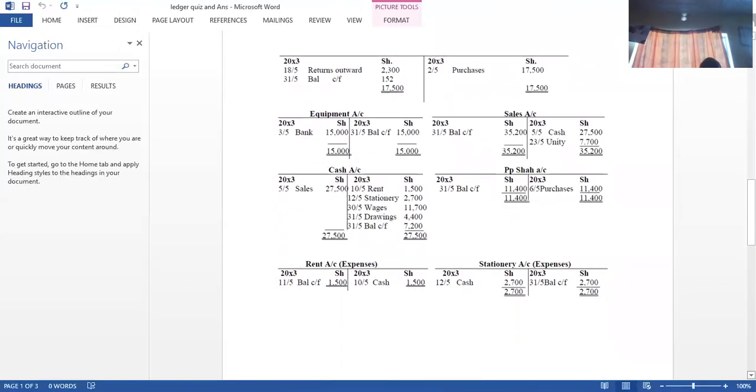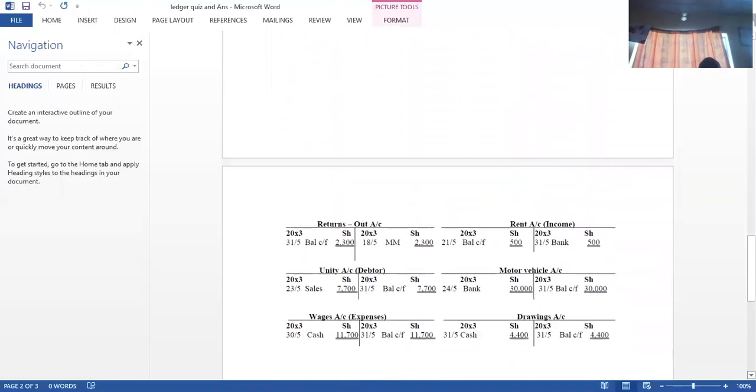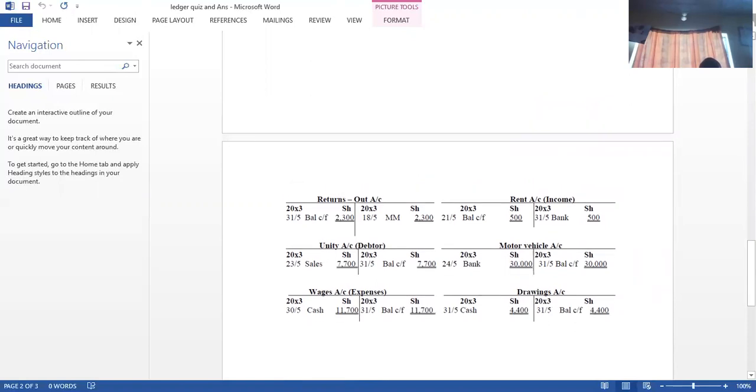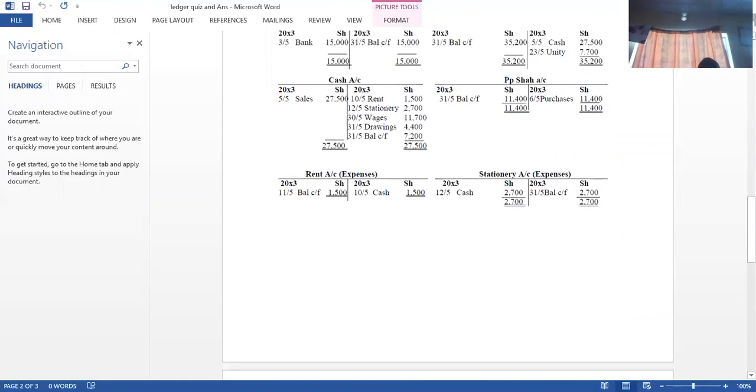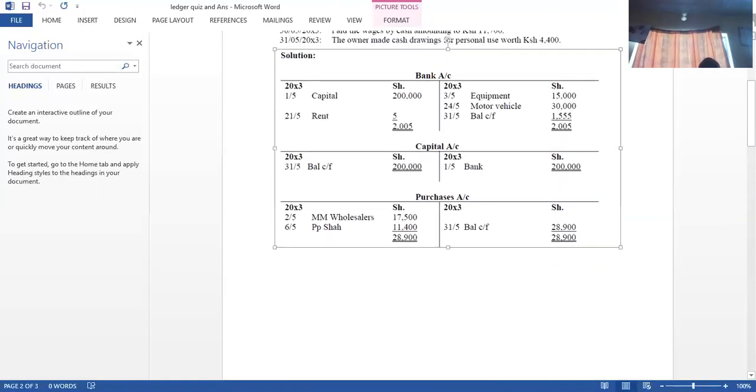In the sales account, we credit using the name of the person who is a debtor, Unity. And then we need to open an account for Unity, who is a debtor. You will find that now we debit by that amount so that we can complete the double entry concept. Let's look at the next transaction that happened.